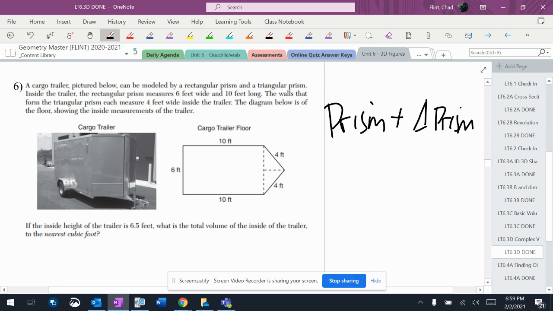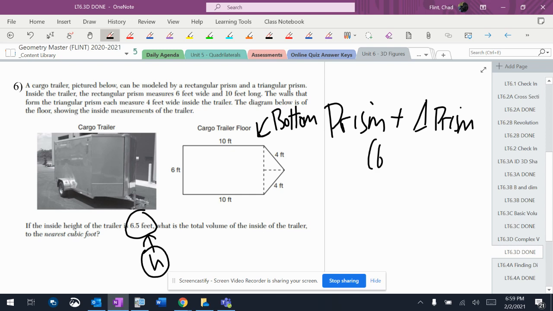Okay, and it's kind of hard to understand. This right here, this is the bottom. And then it stands 6.5 feet, like sticking out of the paper, or out of the screen. So that's going to be the height. This is the height of both of these prisms. So both of these are going to be times 6.5 at the end. And then they're both area of the base.